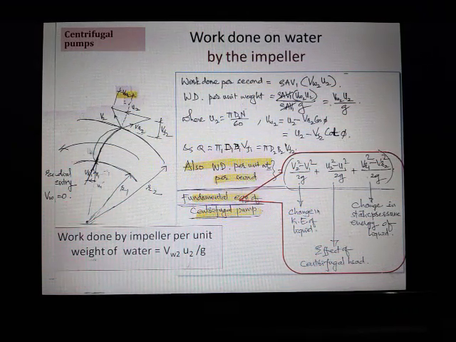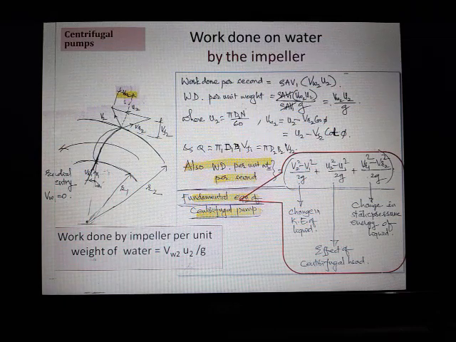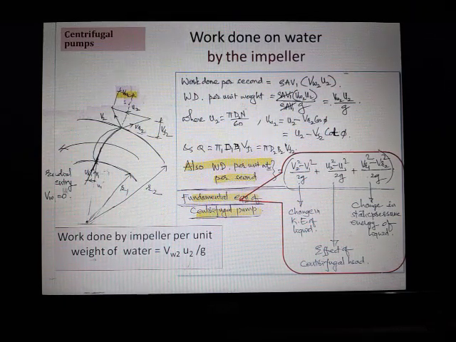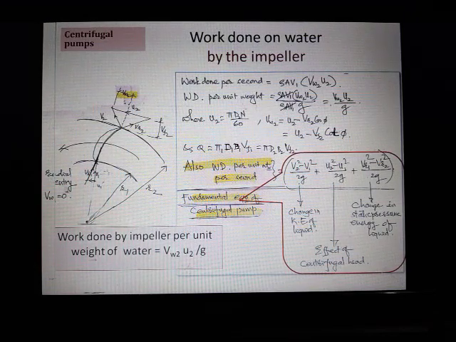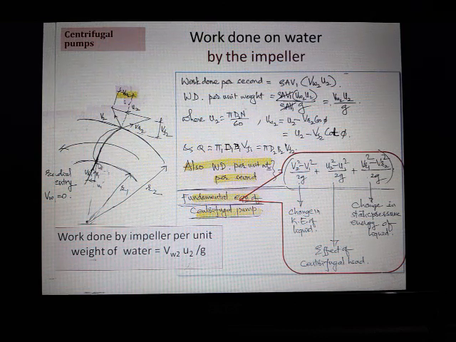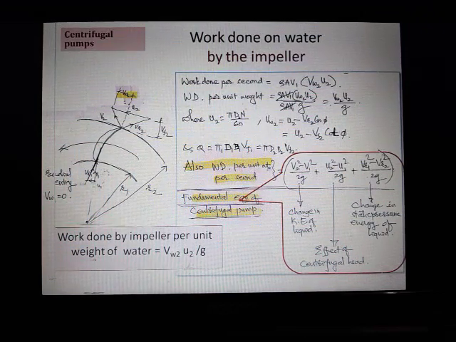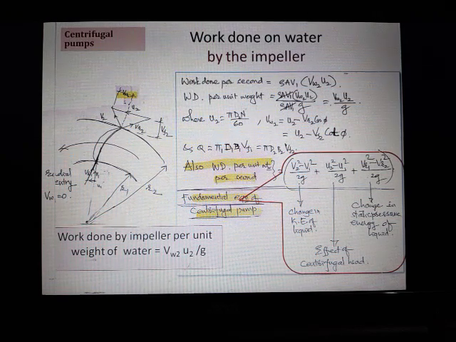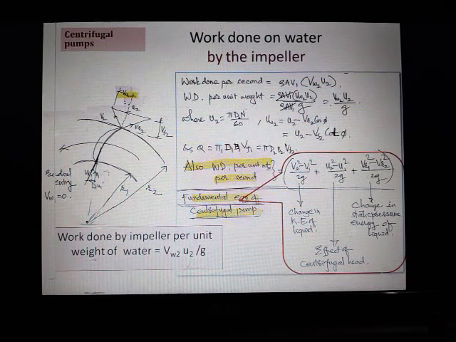And in pumps, generally this v1 is made perfectly radial, so that it is called a radial entry, and vw1 becomes 0. You know that the component of absolute velocity in the direction of the vane, that is this way, tangential, is called vw1 or velocity of whirl, and it is made 0.